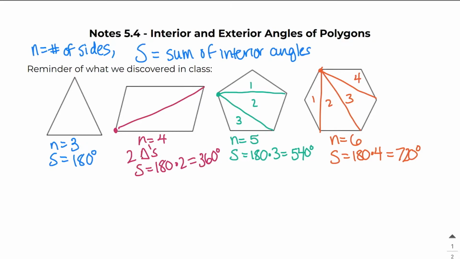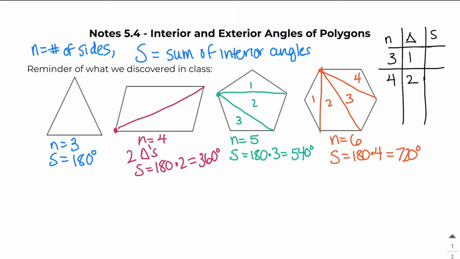If I were to summarize this information in a chart, where n is the number of sides, this is the number of triangles, and S is the sum of our angles. When I have 3 sides, there's 1 triangle. When I have 4 sides, there are 2 triangles. When I have 5 sides, there are 3 triangles. And when I had 6 sides, there were 4 triangles. If you notice, every single one of these numbers is 2 less than the numbers we have here. So if this is n sides, then this would be n minus 2.